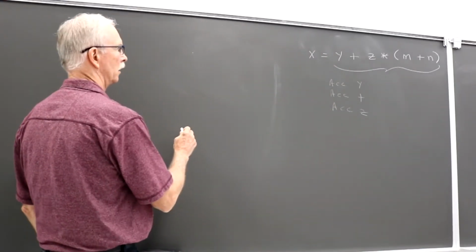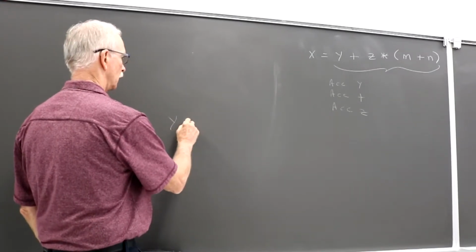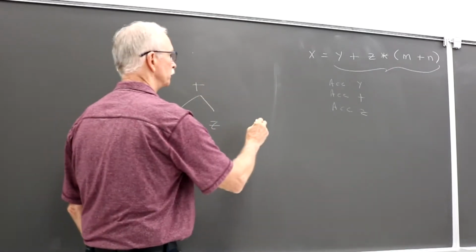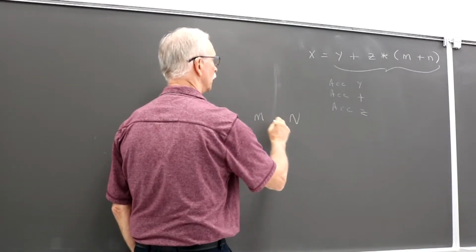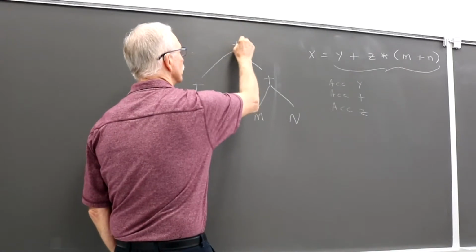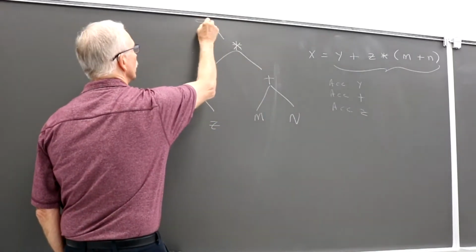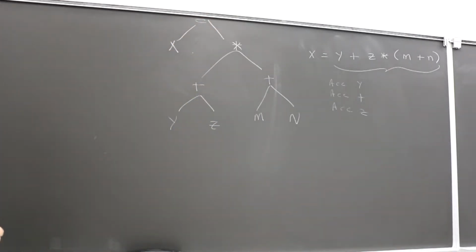So it's going to have y and z and plus, and it's going to have m and n and plus, and then it's going to have multiply, and then it's going to have equal and x. That's the parse tree for this expression.